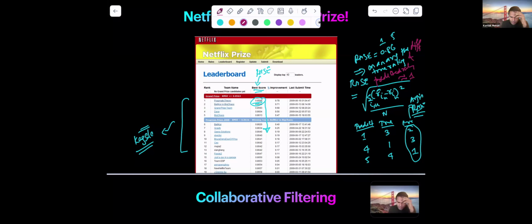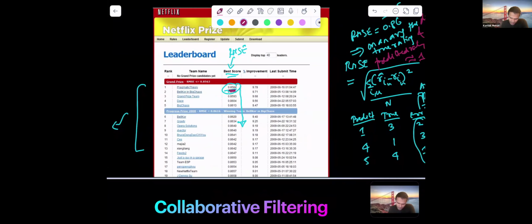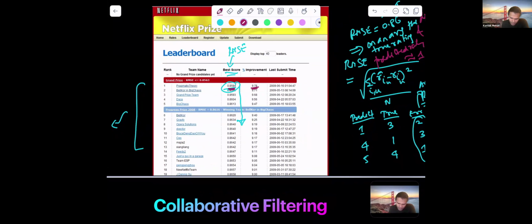But you're as close as 0.85. So on an average, you're only 0.85 away from the true rating. And it could be this way or that way, positive or on the negative side, right? So the team that won the $1 million prize had an RMSE of 0.86. And this is a percentage improvement of 9.78 over what Netflix had at that point.